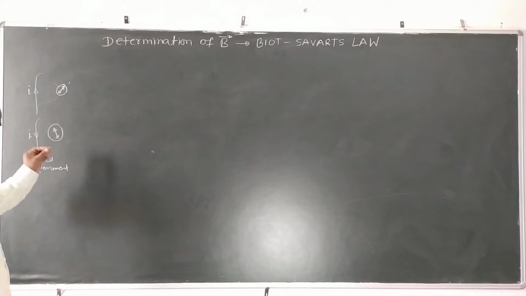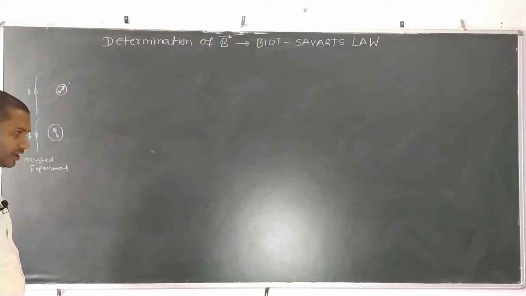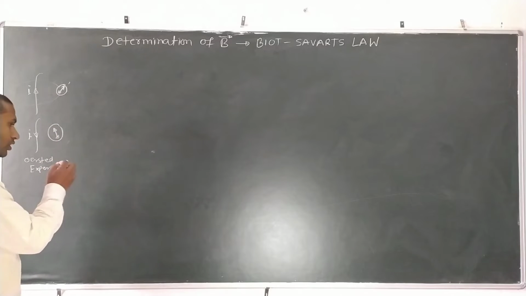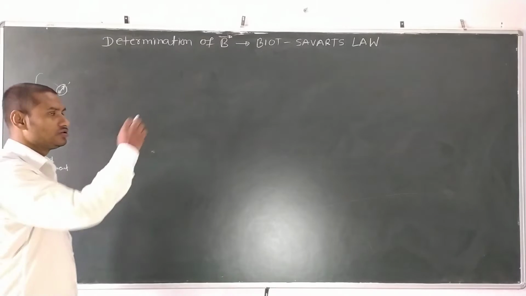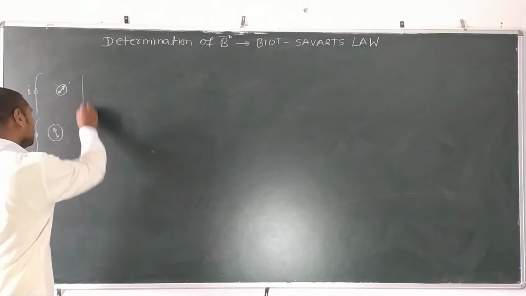So, what is the magnitude of the magnetic field around the current carrying wire? We have to find out by following the rule of Biot Savart law. Okay, let us see here.